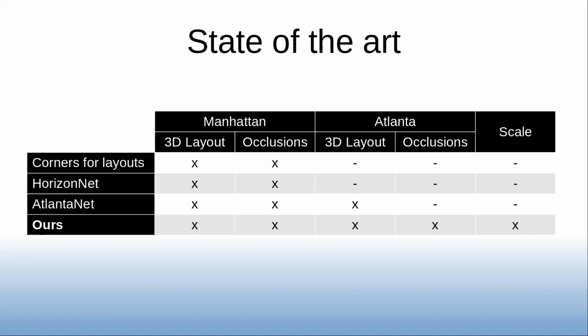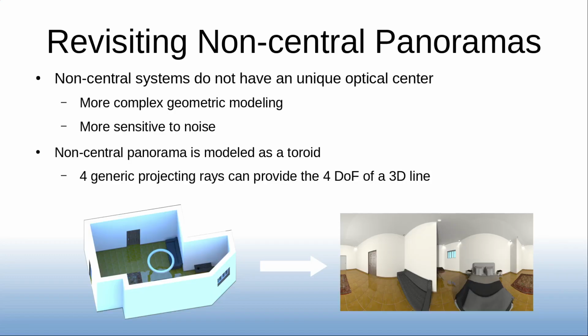These works provide enough information to recover up to scale layouts linked with some extra measurements, such as the camera or the room height. We propose a new method to solve all the cases presented and compute the scale directly from the image information without any extra measurement. To achieve our goal, we propose to revisit the non-central panoramas.